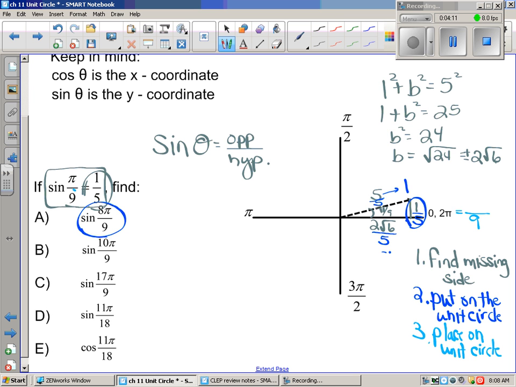Since these are over 9, it only would make sense that we can put them in perspective of what it would be over 9. And of course, this would be 18 over 9. Pi then would be 9 pi over 9. Doesn't that make sense that those are still equal?